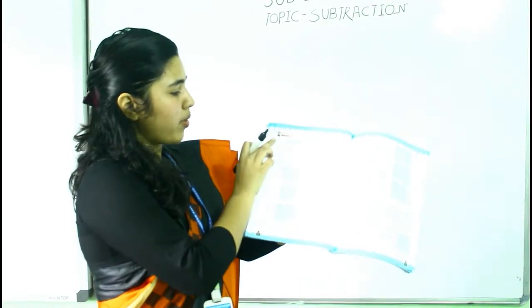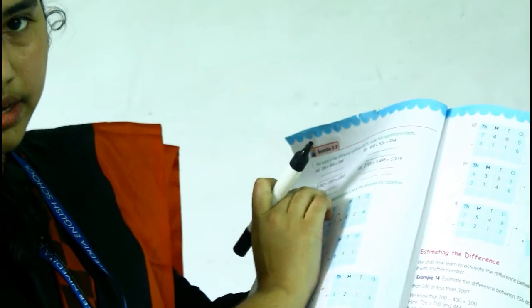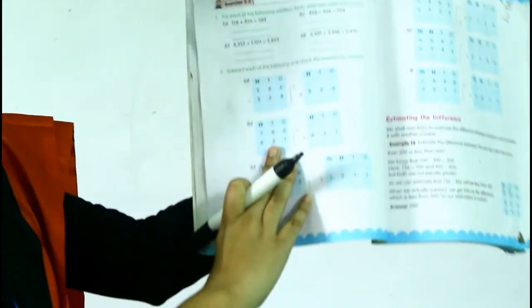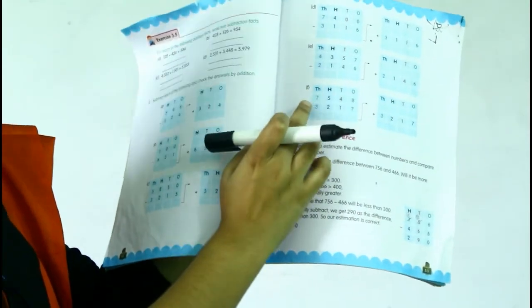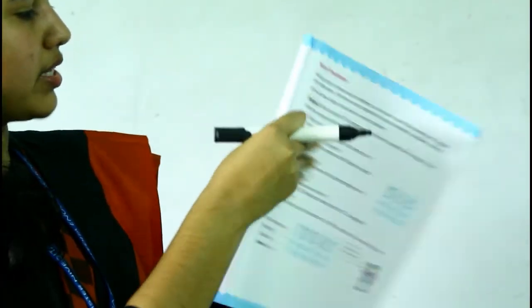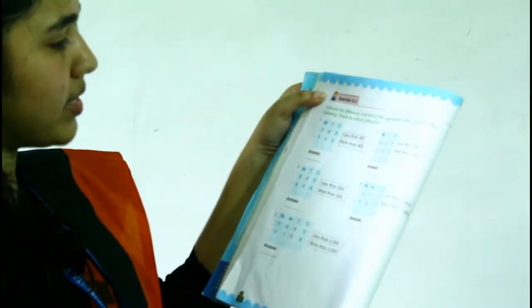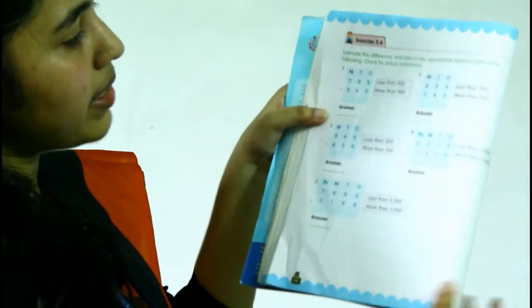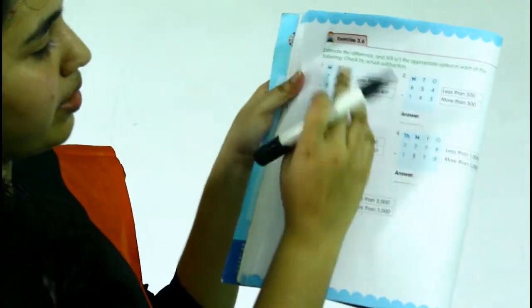Mark question number 1, B and C as your homework, and from question number 2, B, D, E and F as your homework. Now come to exercise 3.6. Here we have to estimate the difference and take the appropriate option in each of the following.